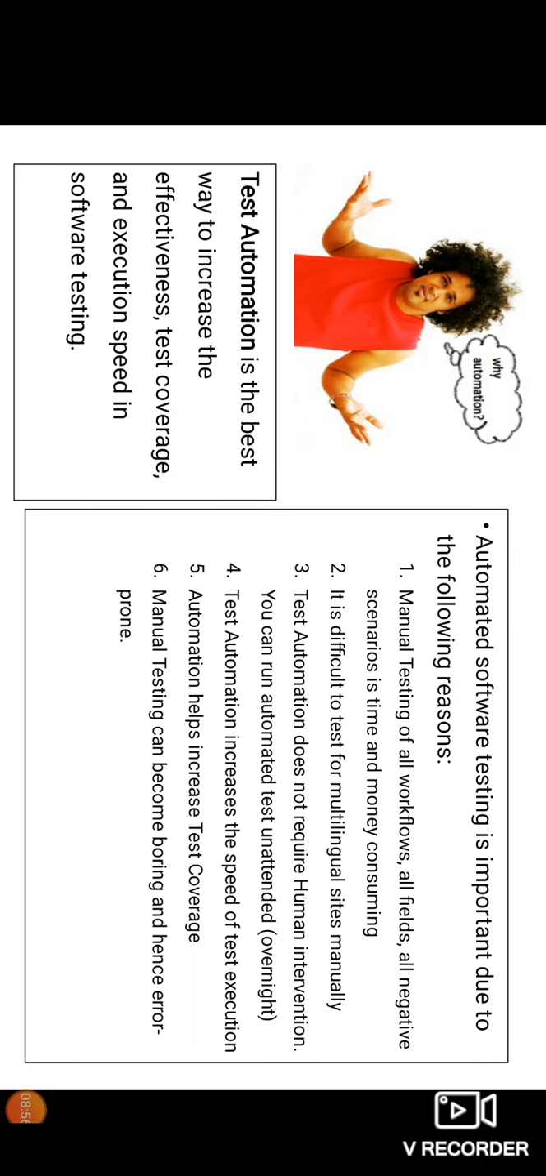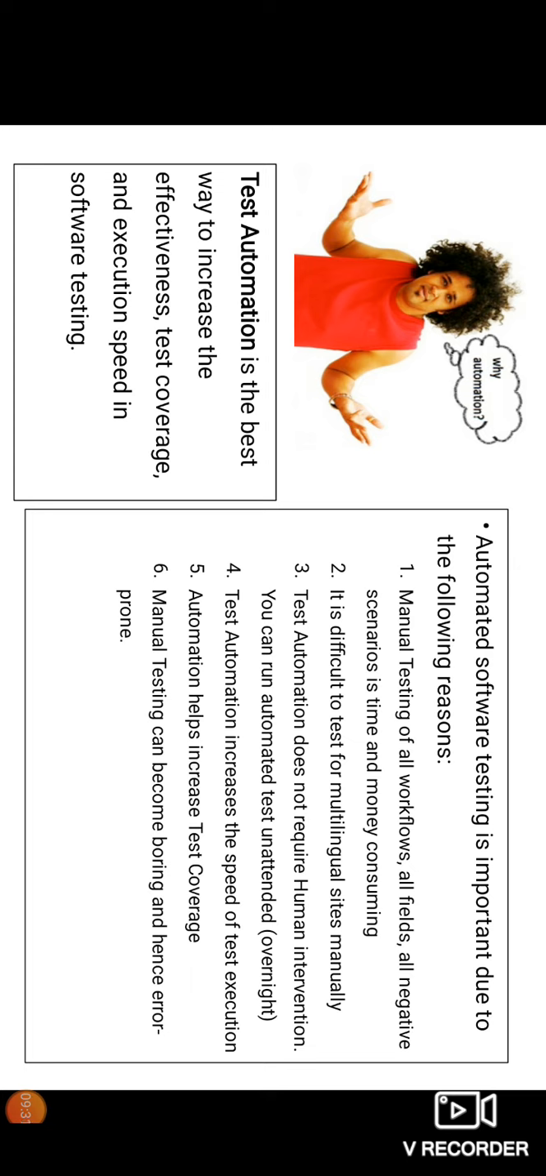Now, why do we automate? Why is there a need to automate testing? Test automation is the best way to increase the effectiveness, test coverage, and execution speed. These are the three things that automation guarantees: speed, accuracy, and test coverage. Now, automated testing is important due to the following reasons. One, manual testing is always erroneous. It is error prone, time consuming, money consuming, and it is difficult to test for different language code.